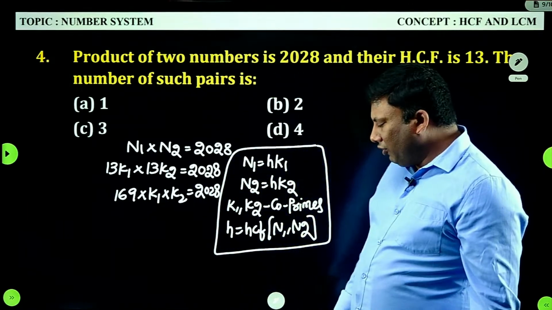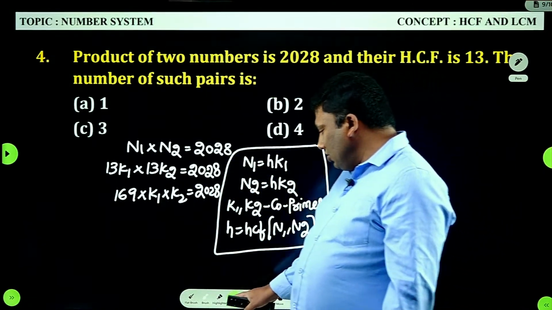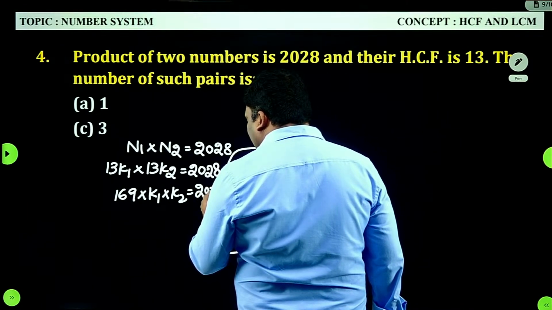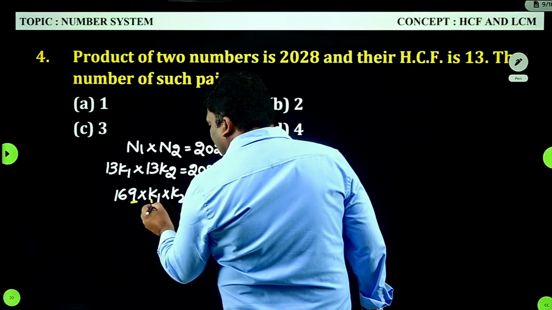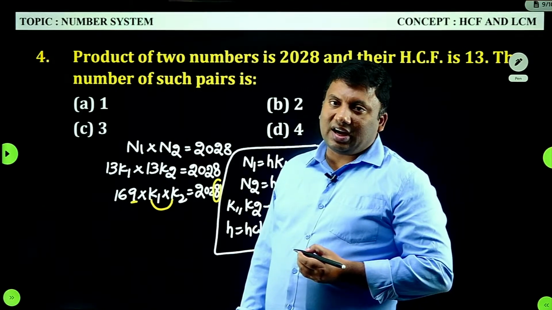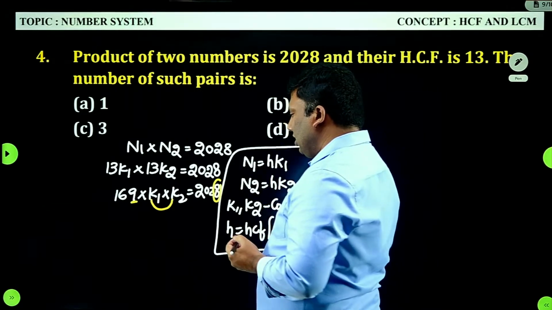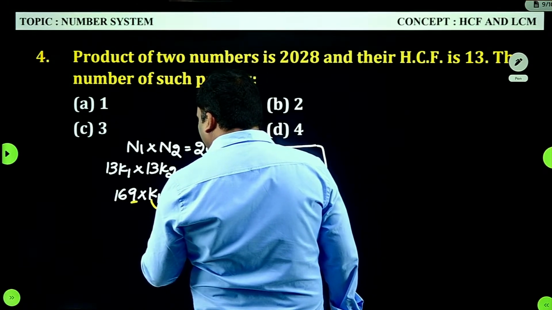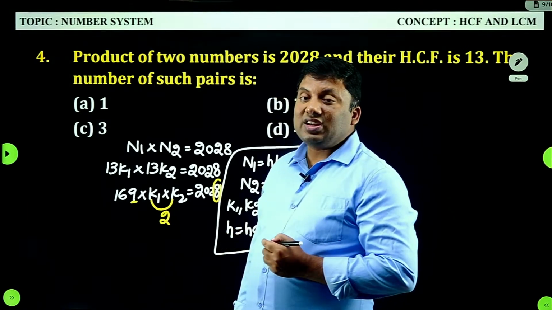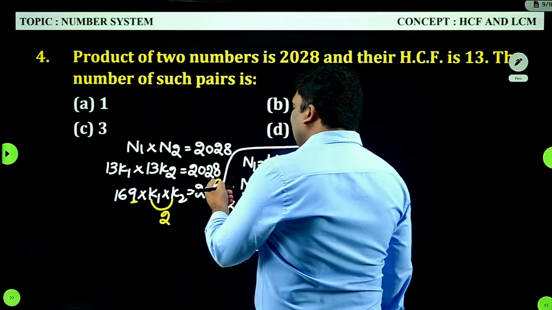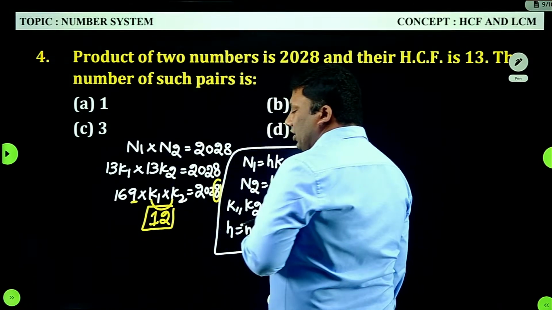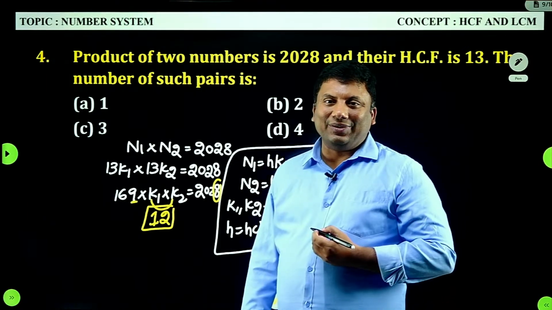A beautiful multiplication method I will teach you, sir. See here. The unit digit on the right-hand side is 8. Here the unit digit is 9. 9 multiplied by which number gives 8? 9 ones are 9, 9 twos are 18. So this number's unit digit should be 2. 169 into 10 is 1690, and this is greater than 1690, so it has to be 12. K1 into K2 is 12.